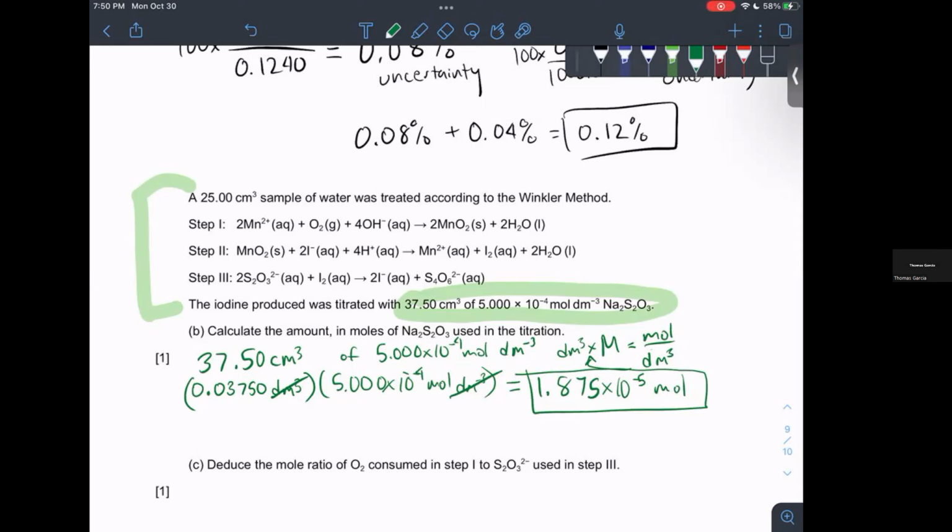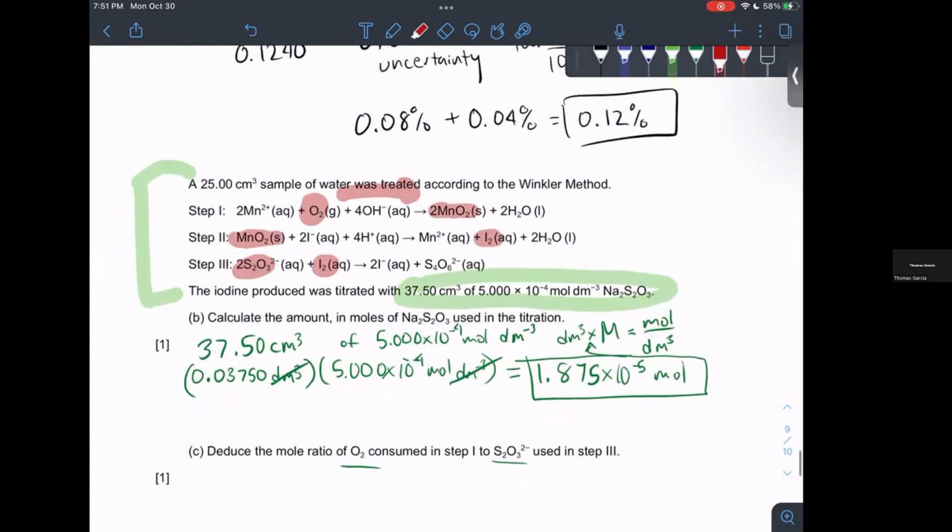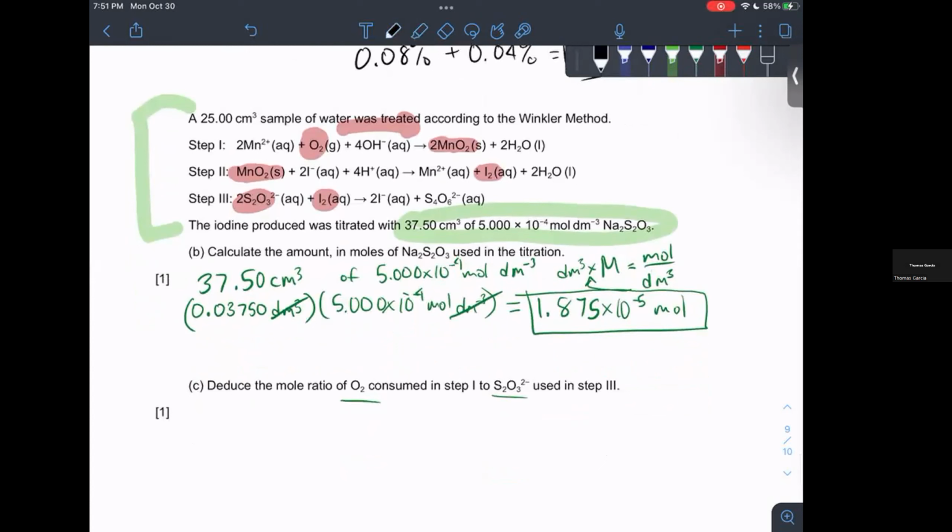That's it. Deduce a mole ratio of oxygen consumed in step 1 to S2O3 2- used in step 3. All right. So here's probably where it's going to take a little investigative work. We have to find our path from oxygen to S2O3. So I'm going to go ahead and take you down it. I see oxygen converts into MnO2. I see MnO2 is used in the next step to produce iodine. I see iodine is used in conjunction with S2O3. So I have a couple mole ratios I'm going to use.